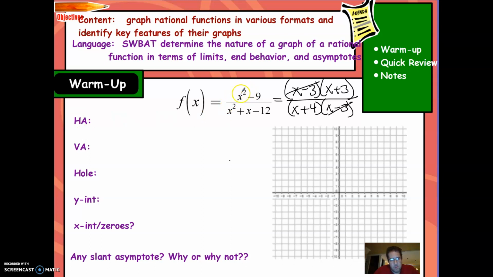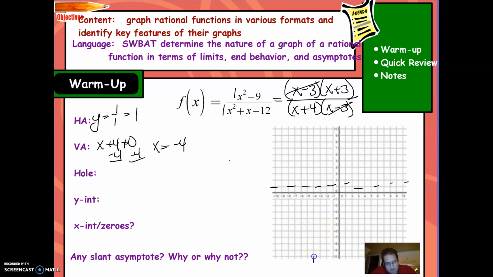Horizontal asymptote, so remember when they are the same degree, you just divide the coefficients, so y equals 1 over 1, which equals 1. So that's y equals 1 is the horizontal asymptote. And then the vertical asymptote is what the denominator can't be, so that's x plus 4 cannot be equal to 0. Subtract 4 from both sides means x equals negative 4 is the vertical asymptote.